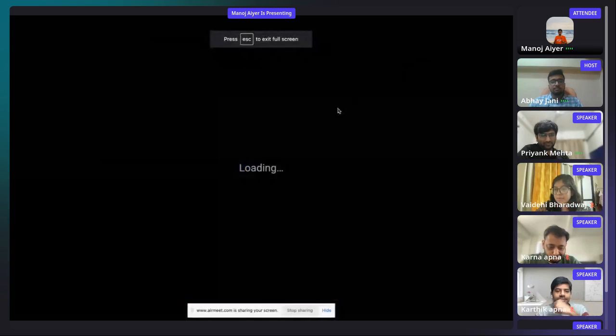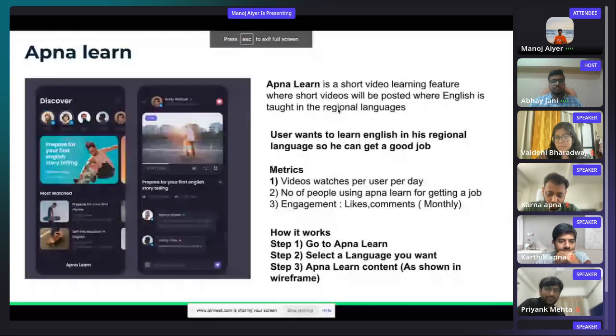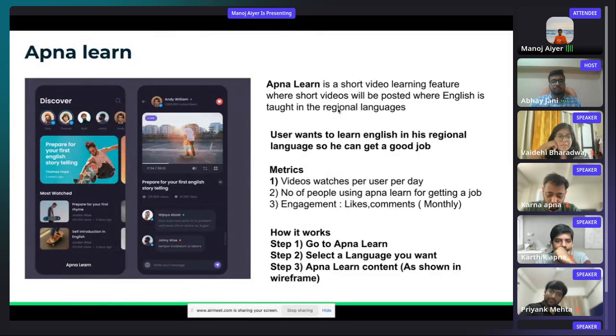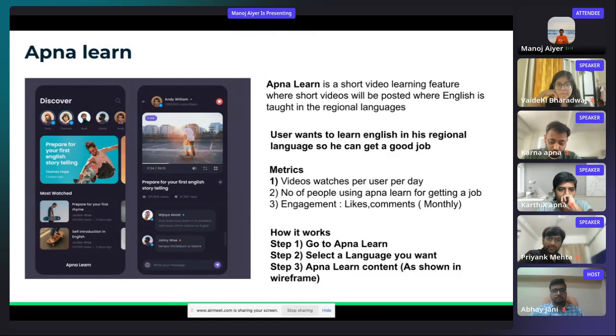Okay, cool. So for Apna Learn, the metrics would be video watches per user per day, number of people using Apna Learn for getting a job, and engagement like likes and comments, which we will be measuring monthly. Next is how it works. We'll have a tab for Apna Learn where people can go and select the language in which they want to learn English, and then they can start learning English.